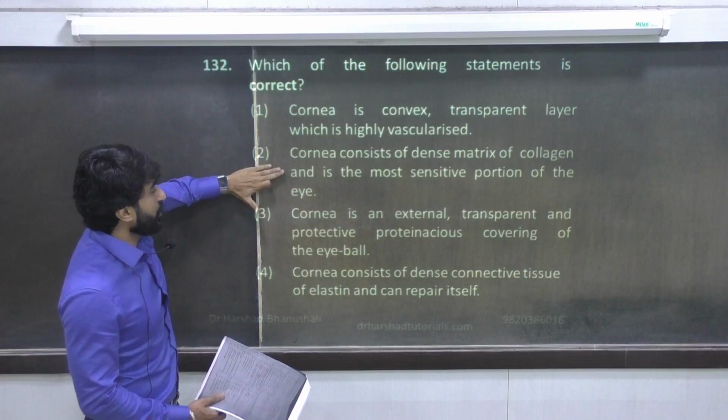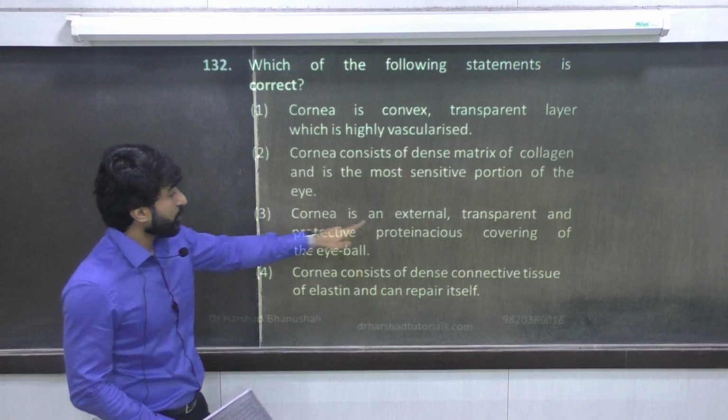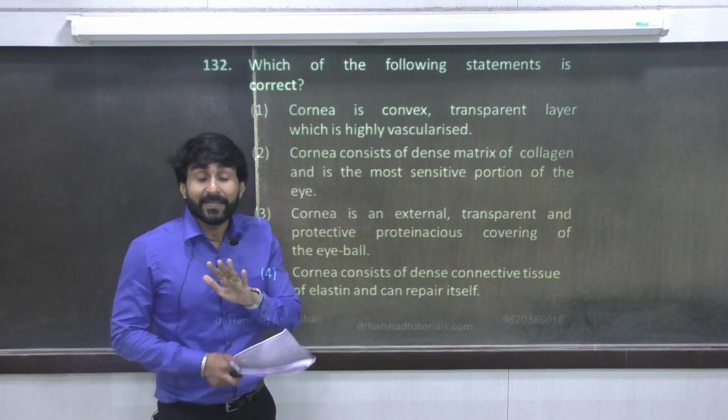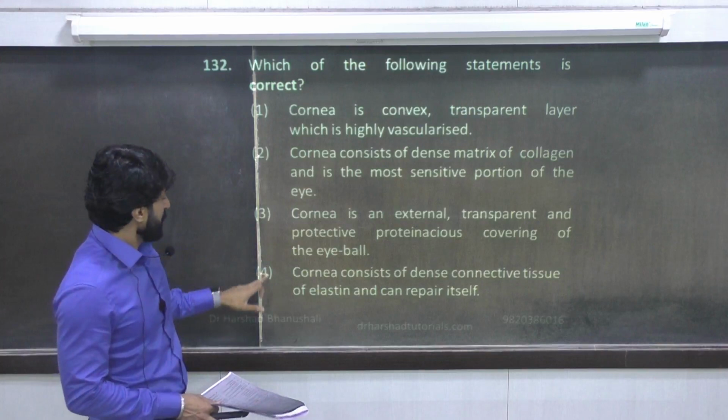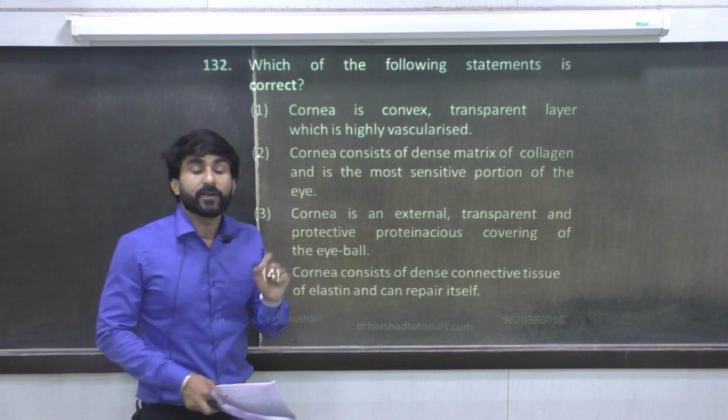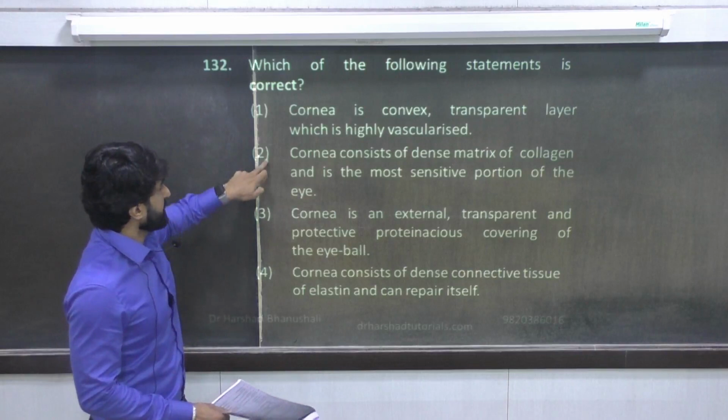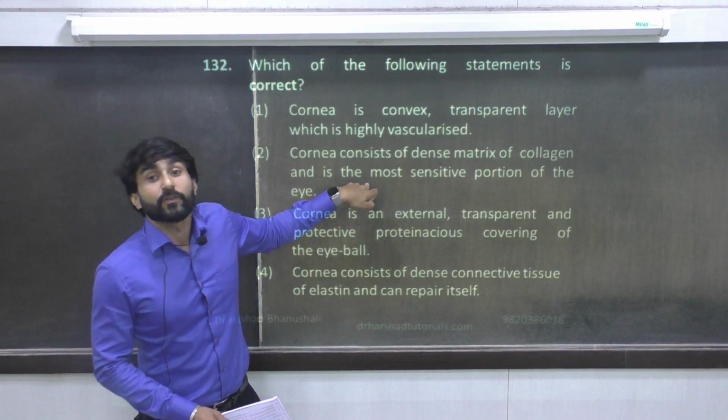Let's rule out the other options. The third statement says cornea is an excellent external transparent protective proteinaceous covering of the eyeball. That is not the function of the cornea. Cornea is not there for protection. So, the third statement is wrong. The fourth statement says cornea consists of dense connective tissue of elastin. Cornea does not contain elastin, cornea contains collagen. So the answer for this is the second statement, because it does contain collagen and it is very sensitive, it causes blinking. So for 132, our answer would be statement number 2.